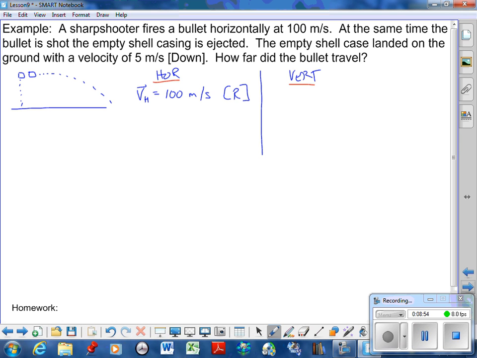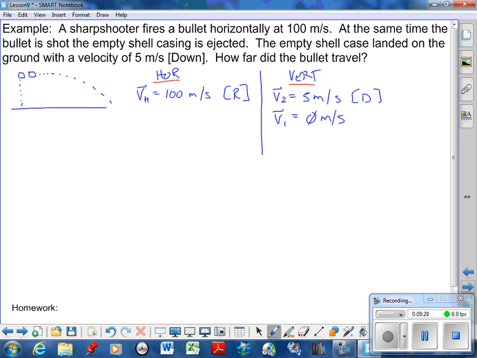At the same time the bullet is shot, the casing is ejected, and the empty shell casing lands on the ground. So it landed on the ground, so that means its final velocity was 5 meters per second. Now, on a test, you can ask to clarify, but I would say the initial velocity was 0 meters per second, that was the intent. If you're not sure, it never hurts to ask, but in this case, I would clarify it was 0 meters per second initially.